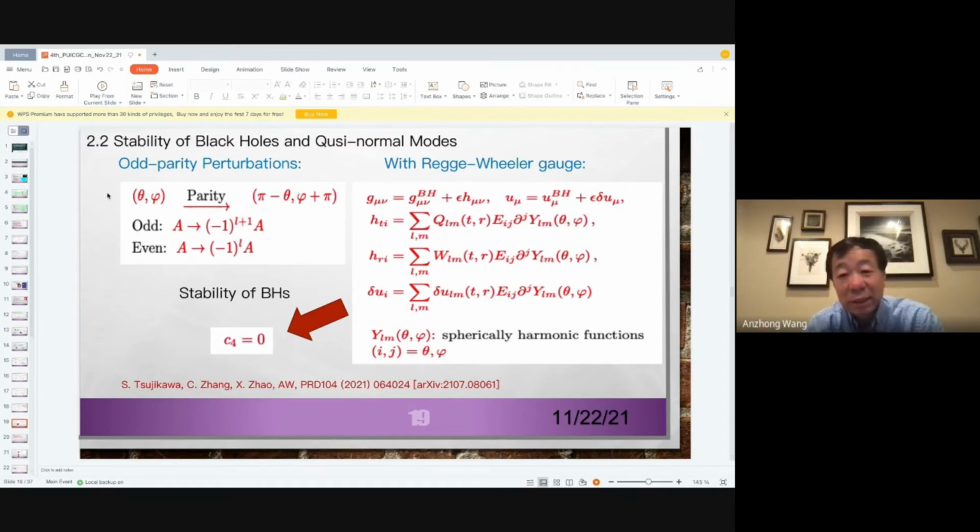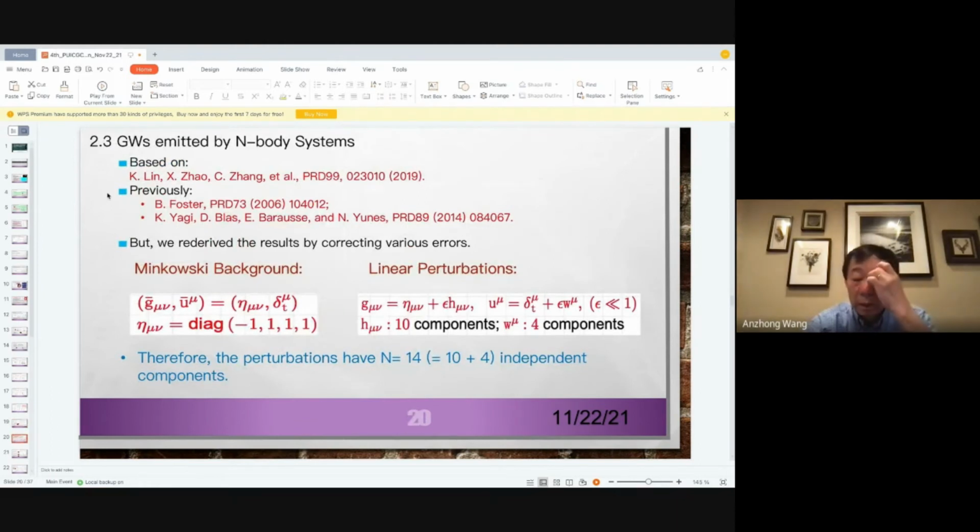Like what I said, the challenge is that the inner boundary is inside of the event horizon. So we have to go from the inner boundary to the event horizon, then to infinity. So we're still working on the Quasinormal mode, but the stability analysis already tells us C4 has to be 0. This work is still going on.